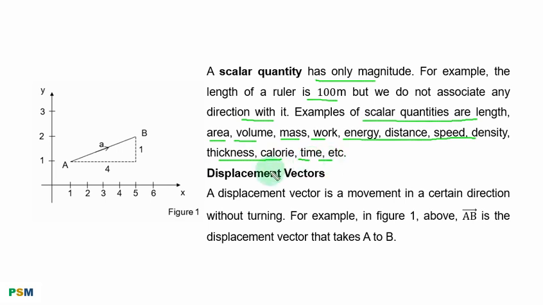Displacement vectors. A displacement vector is a movement in a certain direction without turning. For example, in figure 1 above, the vector AB is the displacement vector that takes A to B without turning. You can see the arrowhead, so the movement is forward. When there is no turning, we have a displacement vector.